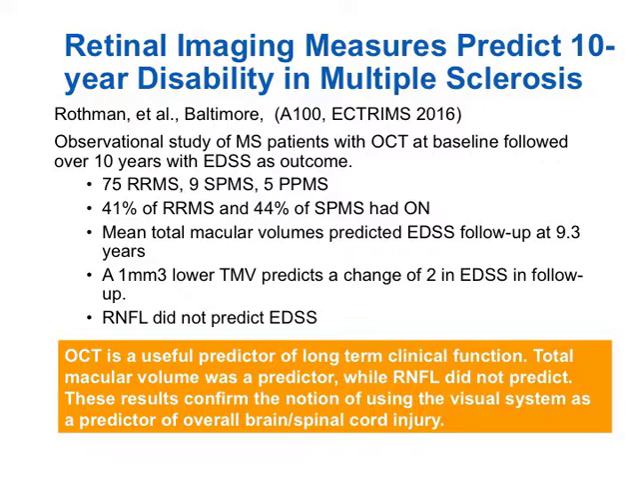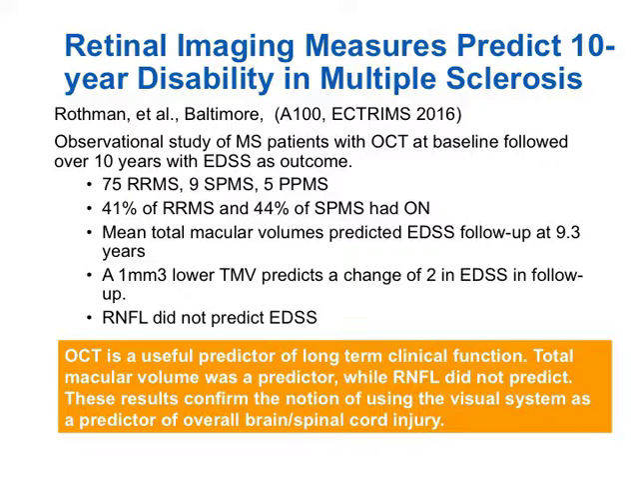So this was an observational study of MS patients with OCT at baseline that were followed for a very long period of time. They were followed over 10 years with EDSS as the primary outcome at the end of those 10 years. They studied a large group of patients, 75 relapsing remitting, 9 secondary progressive, and 5 primary progressive. They found that 41% of the RRMS patients and 44% of the secondary progressive MS patients had a previous episode of optic neuritis. And their main study result was that the mean total macular volumes predicted the Expanded Disability Status Scale follow-up at 9.3 years.